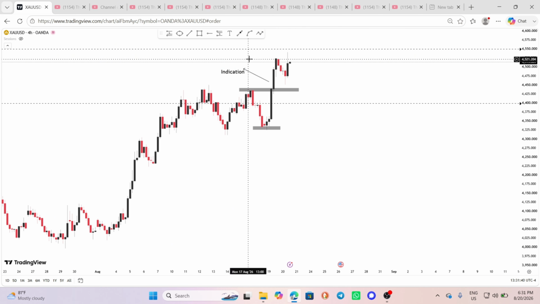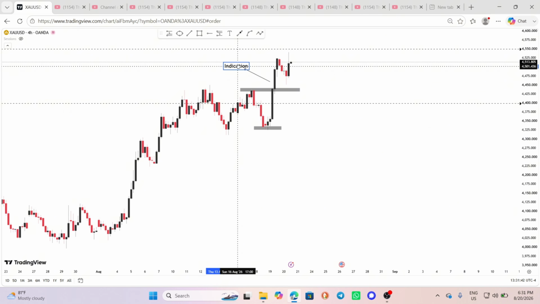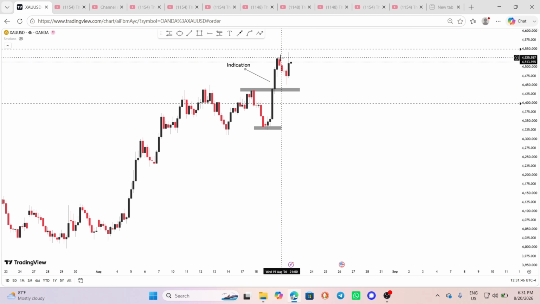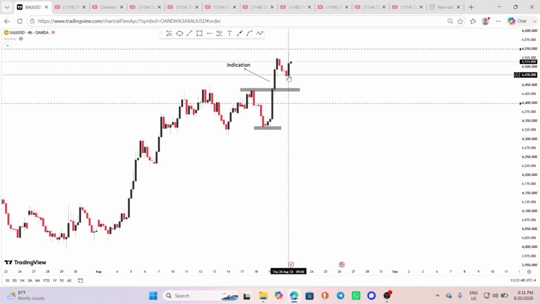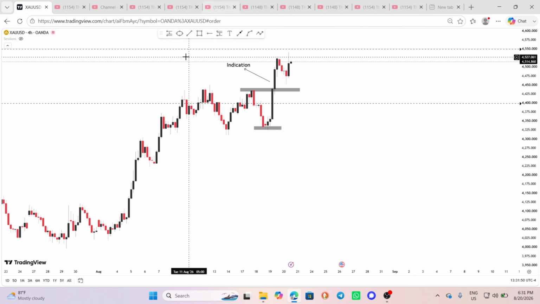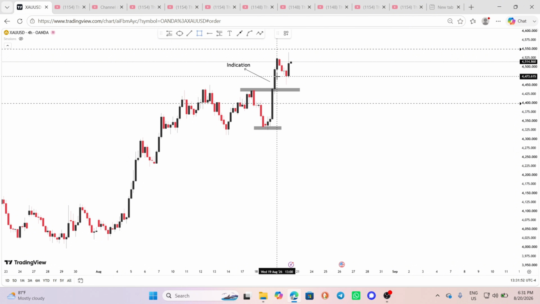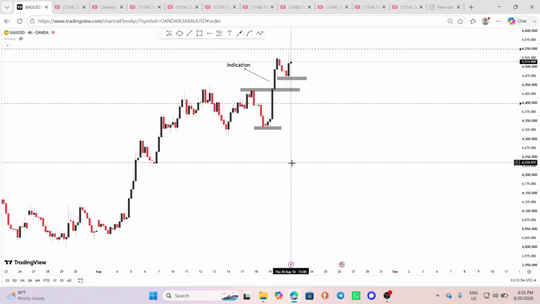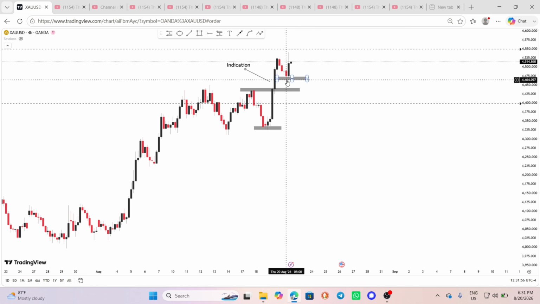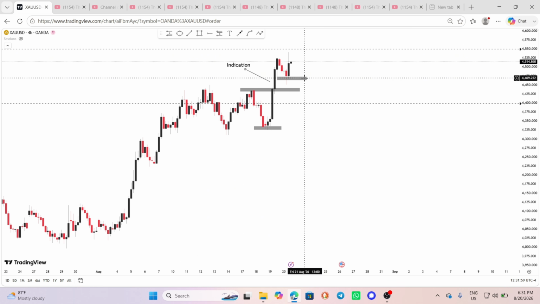Boom. You got the first part, right? You got the first part ready. The second part, price will come back to create another higher low, right? Price will come to create another higher low. Boom. Correction. Price is done creating a higher low.